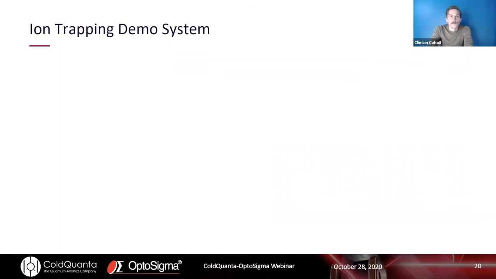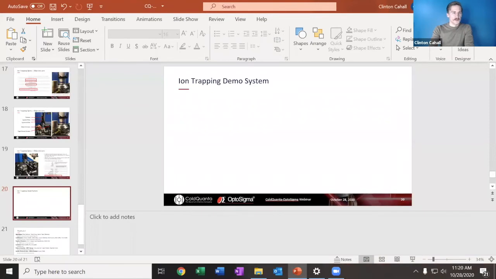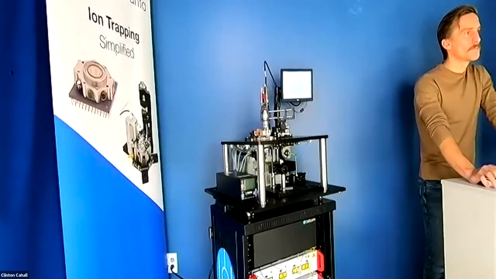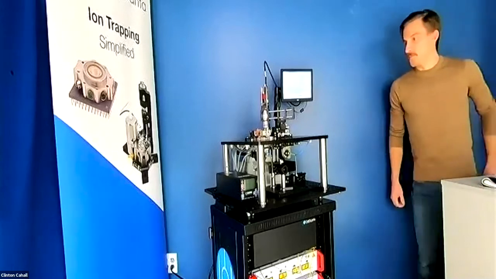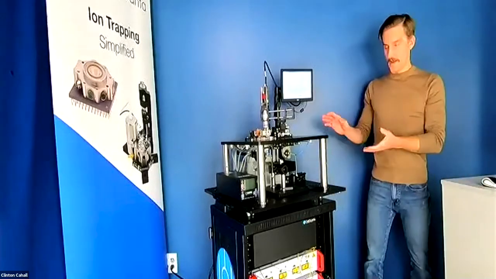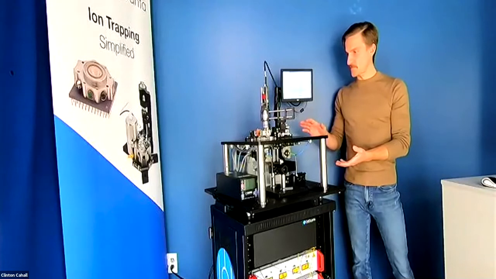So now I will go ahead and show you the demo system that we have constructed here, using all of the subsystems that I've just described: the laser system, the vacuum package, and the optics. So let me change my camera here real quick. Great. Okay, so you can see that we have the system that's built, and this is a 15U rack.